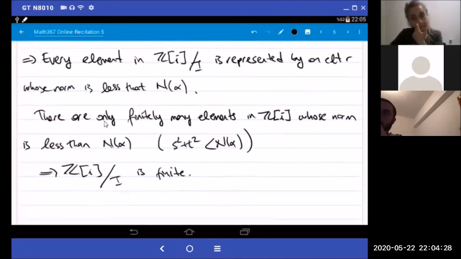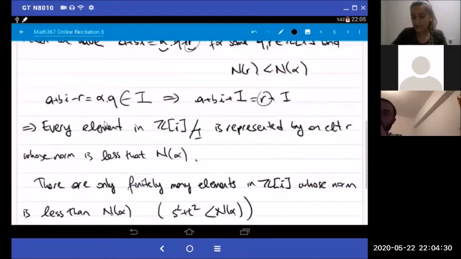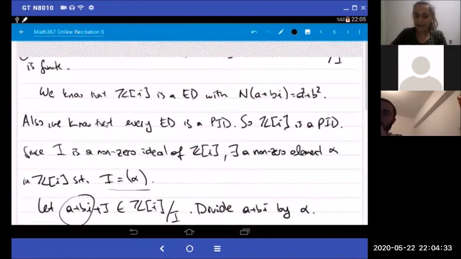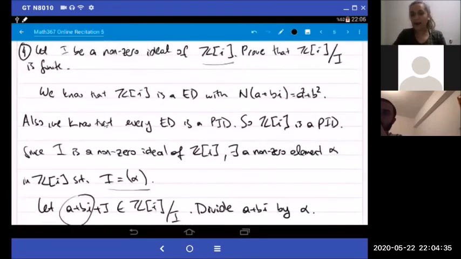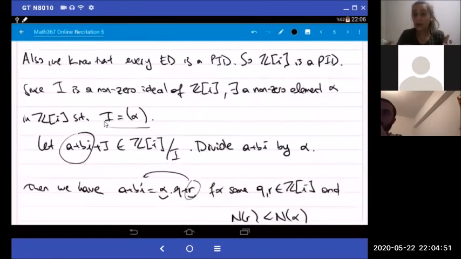Okay, and this is interesting. You have a ring Z[i], and you're considering any non-zero ideal of it, and you know that the quotient of your ring by any non-zero ideal is finite. And this is an infinite ring for sure, but the quotient is always finite. This is interesting. This is the magic of division. Okay?